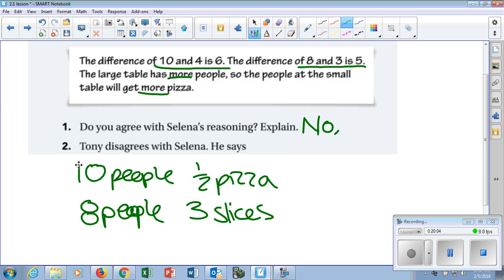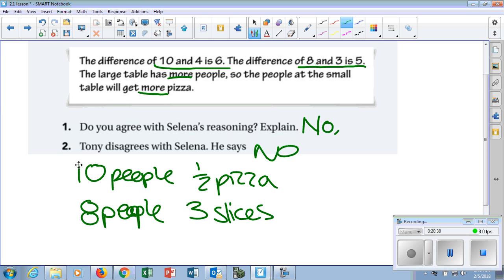So the people at the small table will get more people. Is that true or not? Well, they're going to get a half a pizza each. And they're going to get 3 slices. Is it true or not, Robert? No. Right. It's not. So his reasoning against Selena is not completely accurate. So we don't agree with what he says.